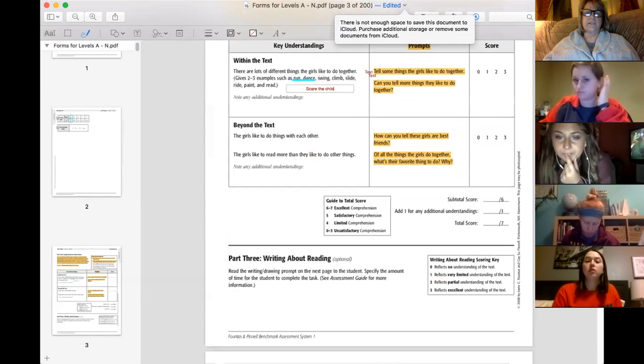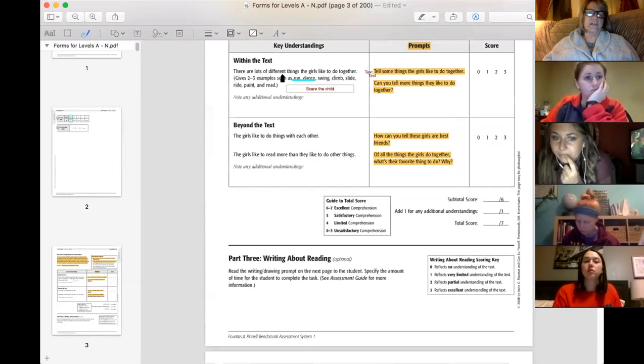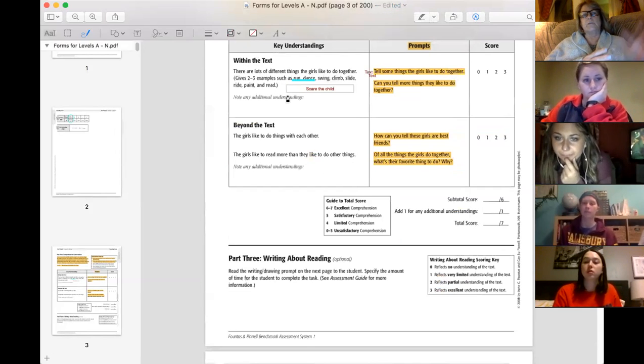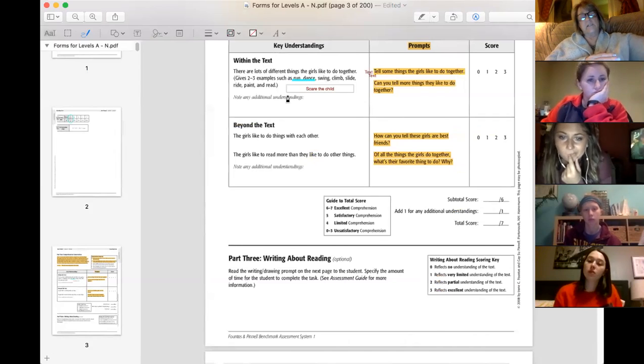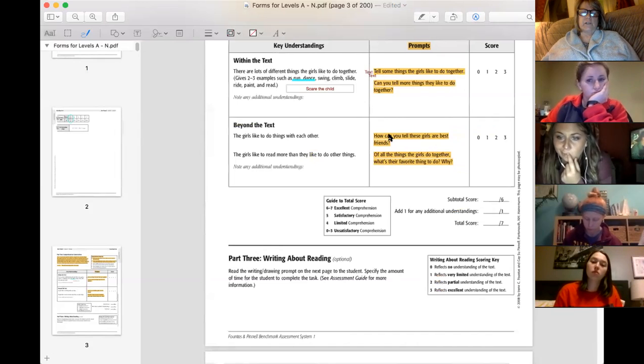The second set of prompts. So you see, this one is within the text. These questions are literal questions. Bloom's taxonomy, they're the very lowest level. Beyond the text, this is more your analysis, your inferences. How can you tell these girls are best friends?